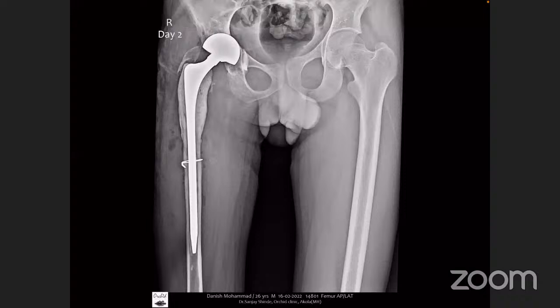Yesterday I did a wound check. It's quite settled now. What next?